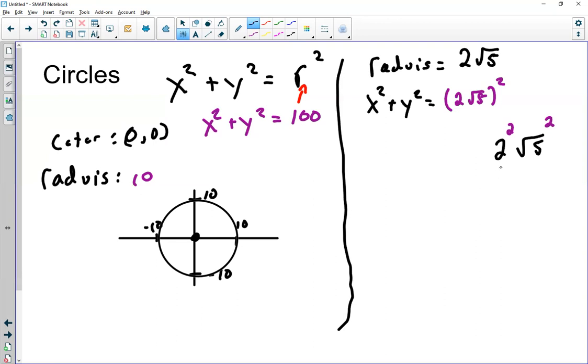So 2 squared is 4. And then square root and square root cancel out, which is 5. 4 times 5 is 20. So your final answer should be x squared plus y squared equals 20.